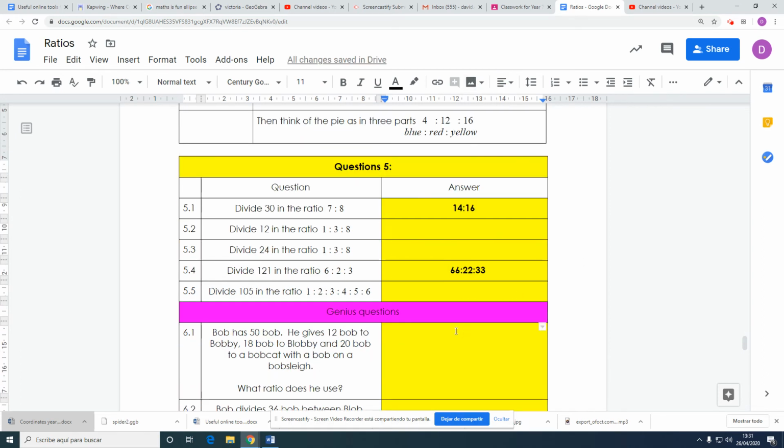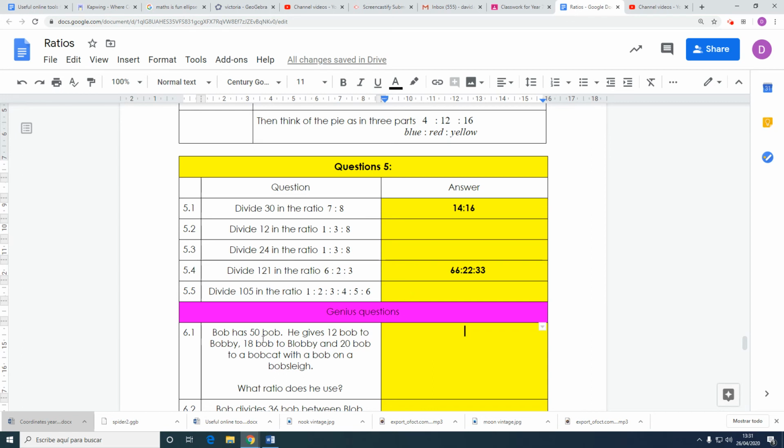Okay, now these are the genius questions that I put on at the end. Bob has 50 bob. He gives 12 bob to Bobby, 18 bob to Blobby, and 20 bob to a bobcat with a bob on a bobsleigh. And the students had no problem with this question. They had more difficulty saying it than they had doing it.